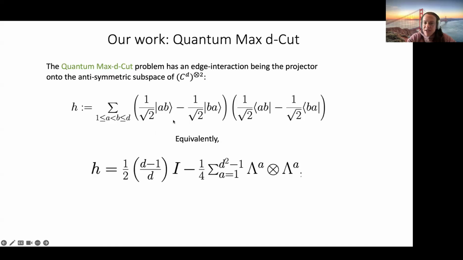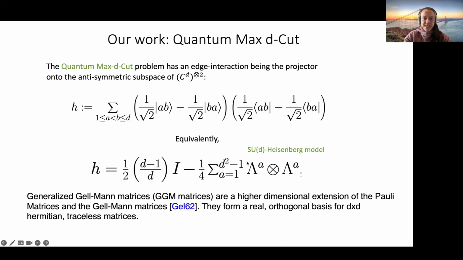It turns out that just like max cut, you can write it as the sum of these Pauli tensor products and also as the sum of the projectors. There is an expression for this local term as a sum of some matrices. It's called the SU(d) Heisenberg model. This is also well studied in physics. And those lambdas are the generalized Gell-Mann matrices that are higher dimensional extensions of the Paulis.